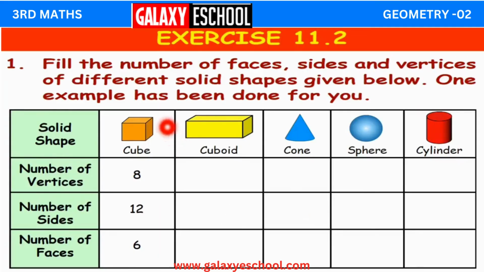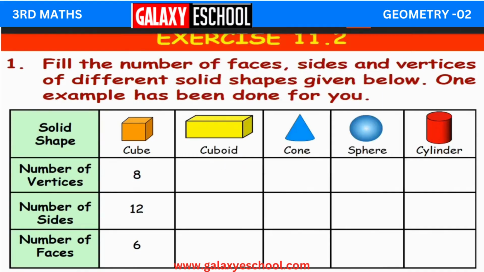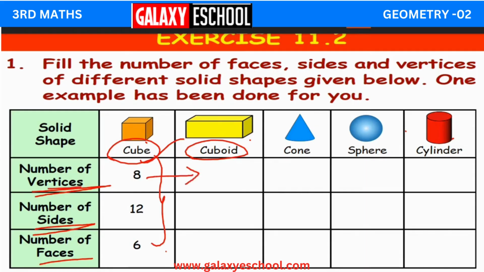Coming to the exercise, children, count the number of faces, sides and vertices of the different solid shapes given below. One example has been done for you. So what are they saying here? For the different solid shapes we have to write the number of vertices, sides and faces. For the cube it is already given, and as we have learned, both cube and cuboid share the same properties. So even for cuboid the number of vertices will be 8, the number of sides 12 and the number of faces 6.